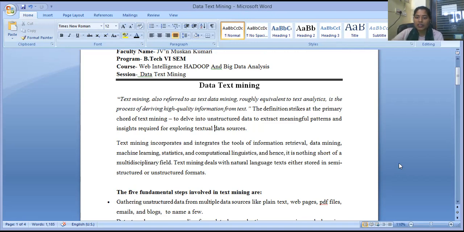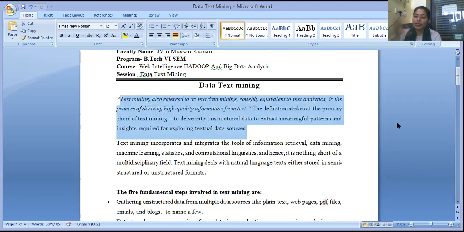The definition says the primary goal of text mining is to delve into unstructured data to extract meaningful patterns and insights from exploring textual data resources. What is the meaning of this? Suppose you have a large amount of data from different sources, a huge amount of data, and in that huge amount of data you have to find the actual and meaningful data, isn't it?